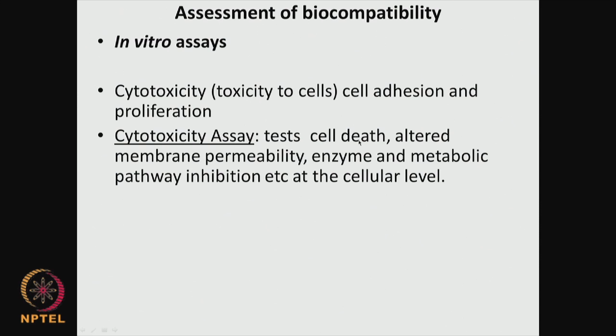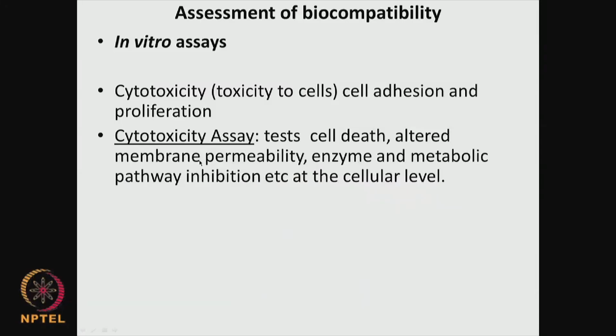So, we are looking at cell death and altered membrane permeability. As the membrane becomes very porous, some of the important enzymes inside come out at the cellular level, so we can monitor that also. We can look at whether the membrane has become permeable using different types of dyes and looking under a microscope. We can have fluorescent dyes, and if the membrane is permeable, those dyes may go inside, and then we can look at it using a fluorescence microscope.